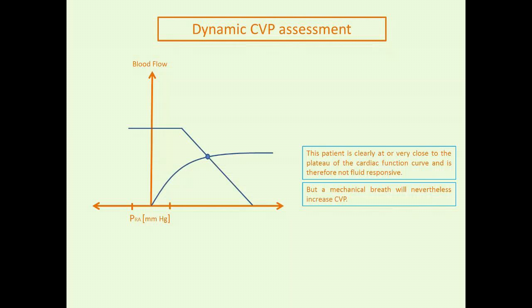That is, when you give this patient a breath, you tend to squeeze blood as the abdomen is pressurized. You increase your venous return, that defends cardiac output, and it tends to result in an increase in CVP. So an absence of an increase of CVP is actually pretty rare to find.